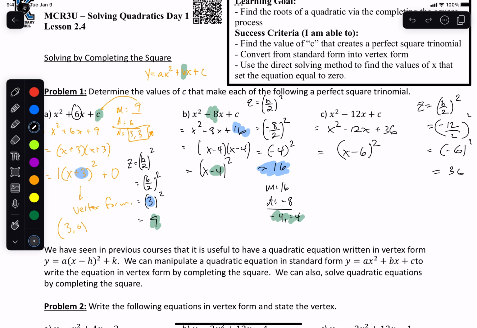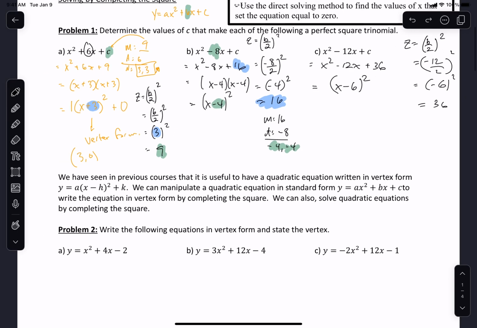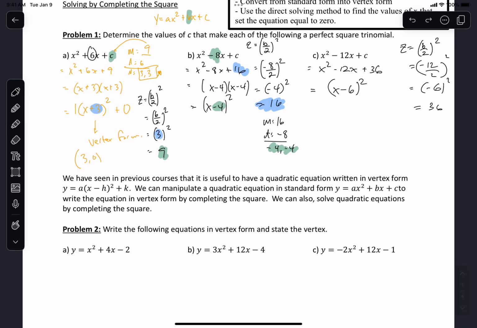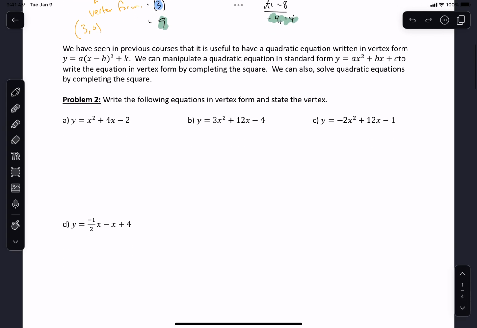Okay, so a lot of this is going to be about efficiency and being able to do this quickly in the interest of trying to get to the vertex and answering word problems around the vertex. Okay, so what we're going to do down here, we're just going to quickly go through these ones.